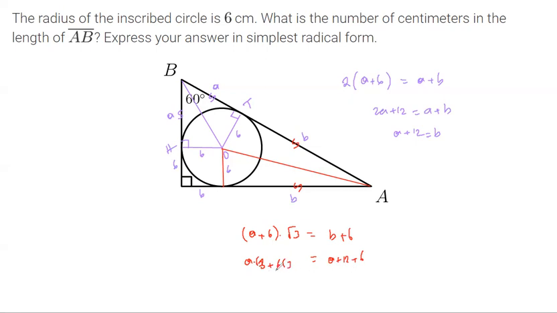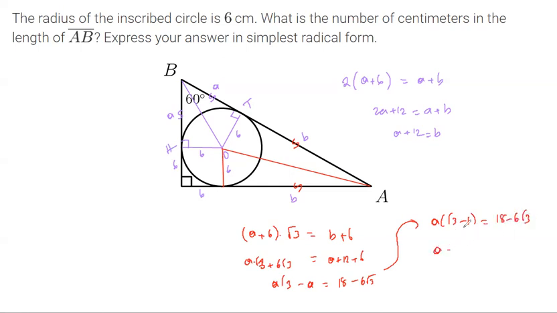And then I do have a's, and I can simplify on both sides. So a root 3 minus a, and subtract 6 root 3 from both sides. So that's 18 minus 6 root 3. And then I can pull out a. So that would be a times root 3 minus 1 equals 18 minus 6 root 3.